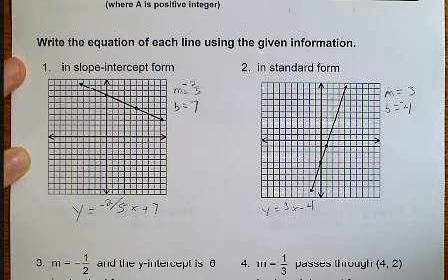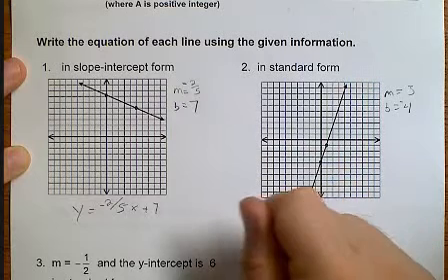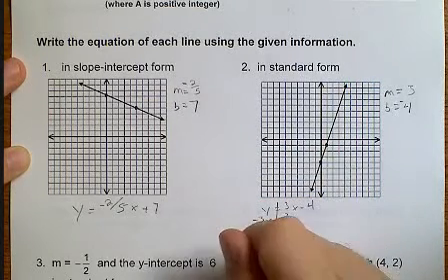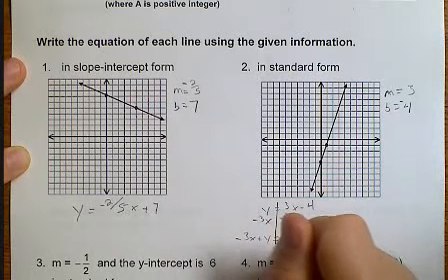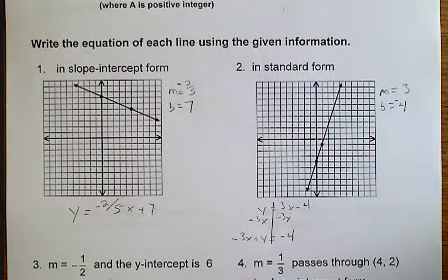Now to have this in standard form, I need to move my x and y to the same side. So I'm going to start by subtracting 3x from both sides. That gives me negative 3x plus y equals negative 4. And you would think that, hey, we're done. But in truth, we're not.